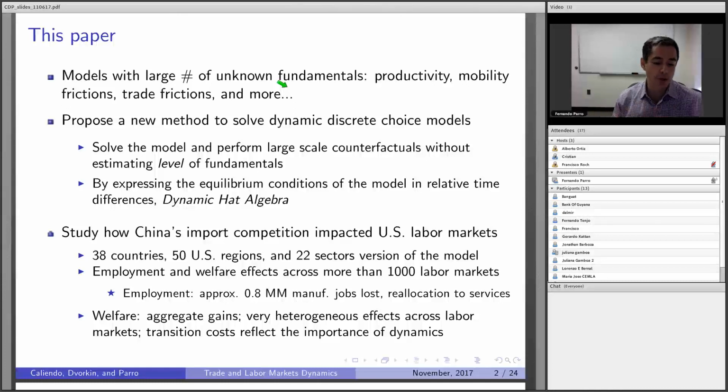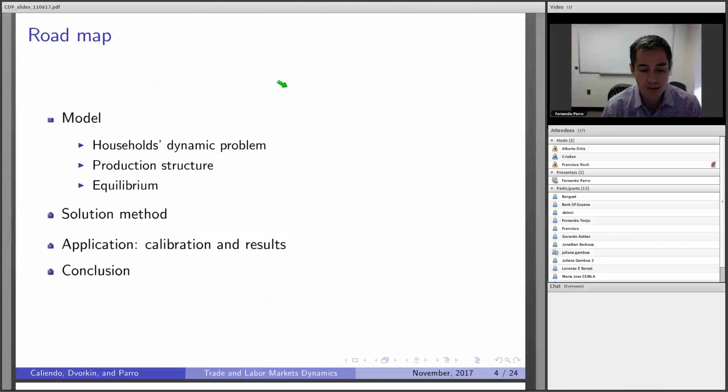Crucially, with this general equilibrium model, we can speak about welfare, and we find aggregate welfare gains. So as a whole, the United States is better off, but welfare effects are very heterogeneous across labor markets. Still, we find that there are winners and losers. And we also find that the transition costs are important. The adjustment process, the relocation of people across space and across industry, takes time. But I'm going to discuss these results in more detail later on, and I'm also going to show you other results.